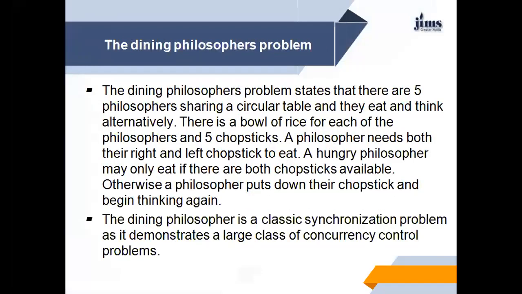Now the third one is the dining philosopher problem. This dining philosopher problem is again a very classical problem. Consider five philosophers who spend their lives thinking and eating. The philosophers share a common circular table surrounded by five chairs, each belonging to one philosopher. In the center of the table is a bowl of rice, and the table is laid with five single chopsticks.